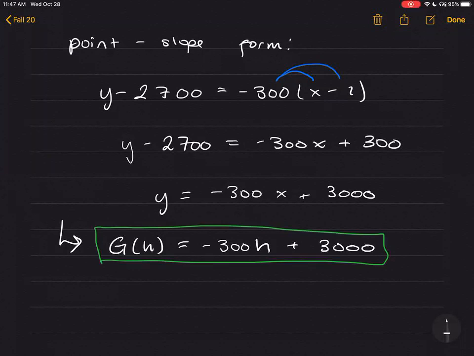Excellent work. So this is how we're going to be looking at setups in the real world. And assuming that relationships are linear, we're going to be able to write down a linear function that describes exactly what happens to whatever we're looking at.